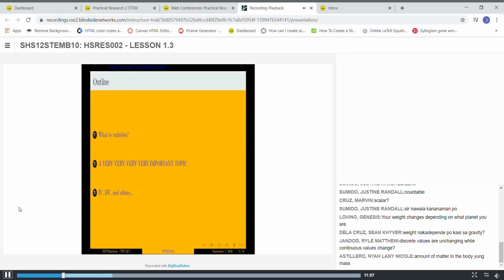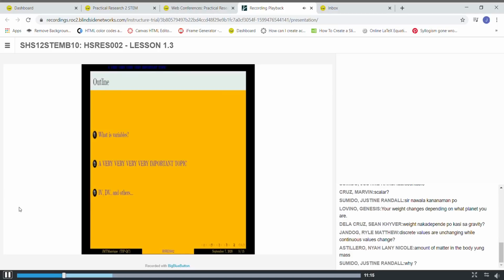Ito, this is a very, very, very important topic. Kasi kapag nag-chapter 4 na kayo, mag-statistical analysis na kayo, kapag na-realize nyo na mali yung pagkakaintindi nyo dito sa topic na to, uulit kayo sa chapter 1. Yung topic na to, ang tawag is levels of measurement.